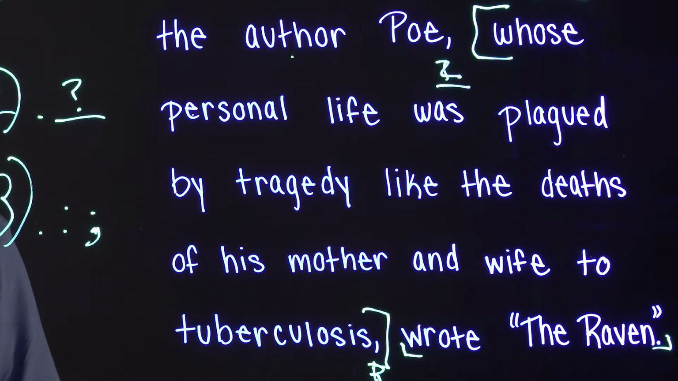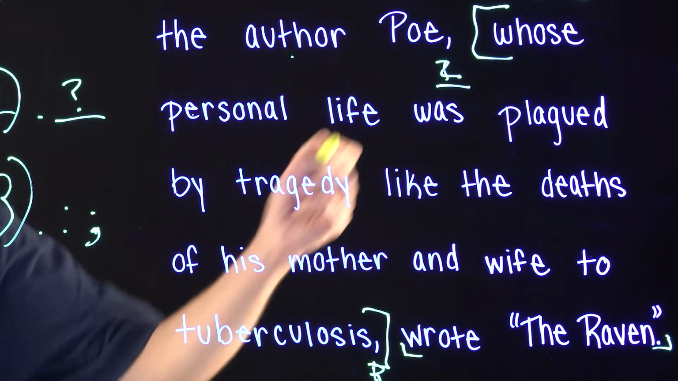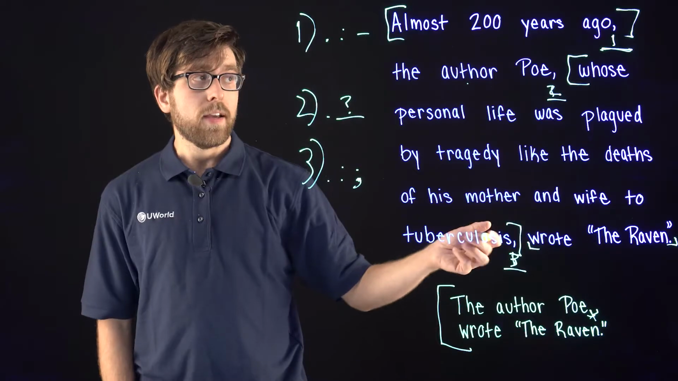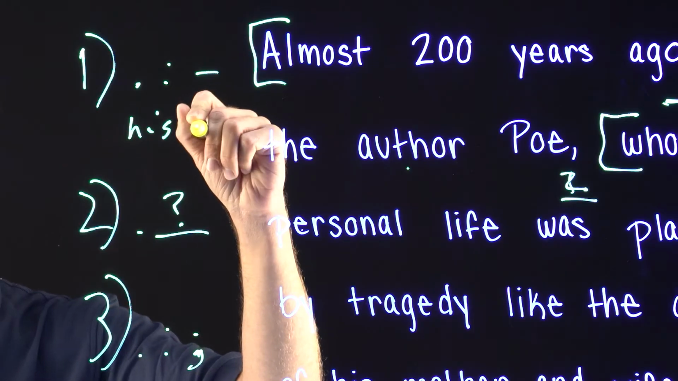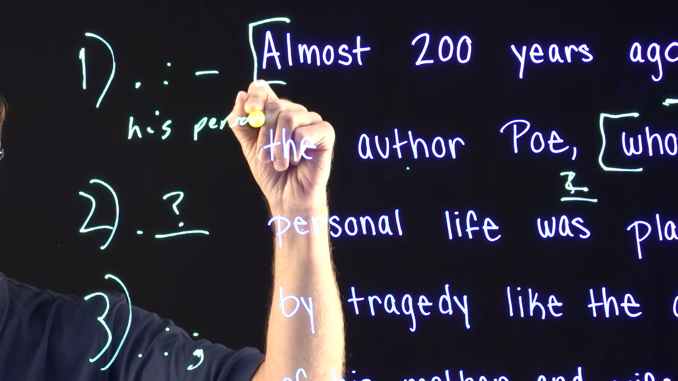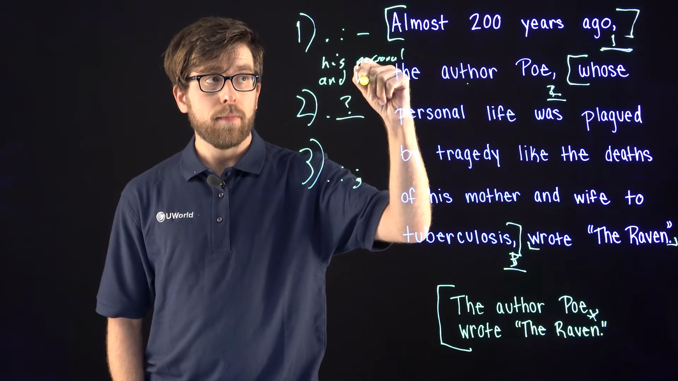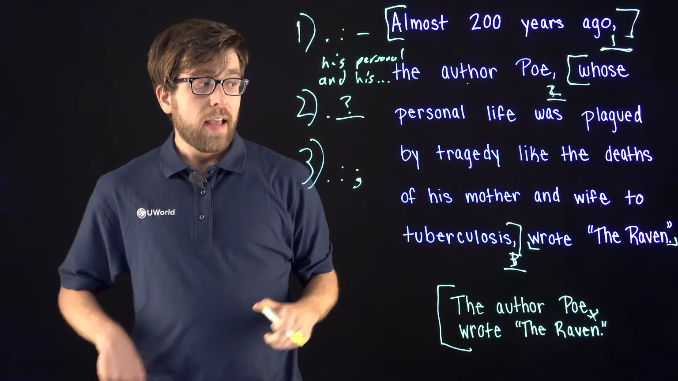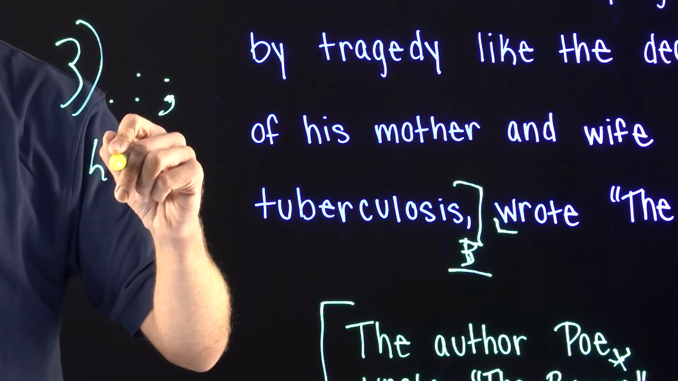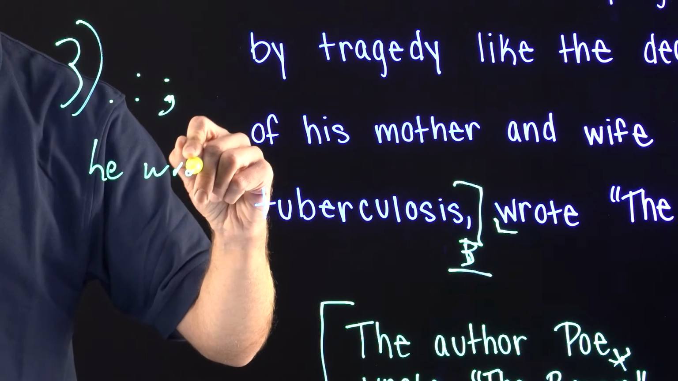Now, punctuation aside, the test might also ask you to change this whose or this wrote into something else. Maybe, for example, instead of whose personal life, you could say his personal life, or and his personal life. And similarly down here, you might say he wrote, or just Poe wrote.